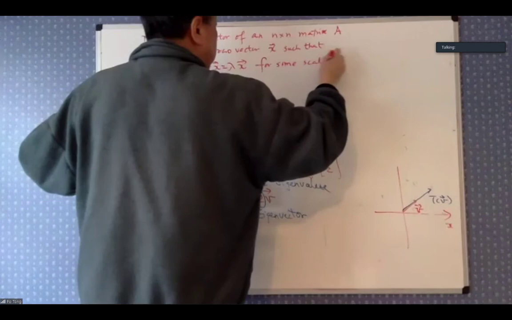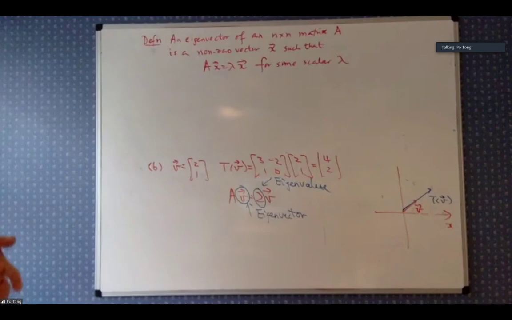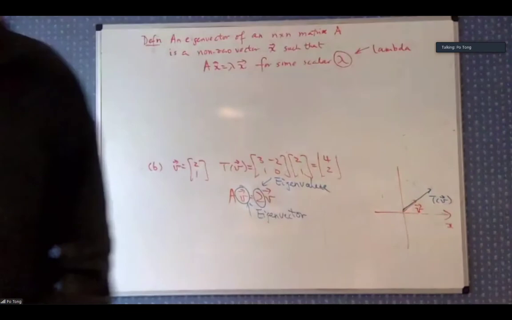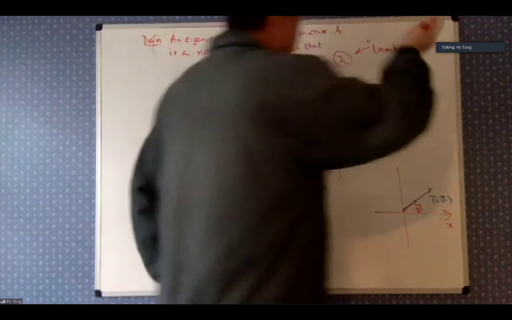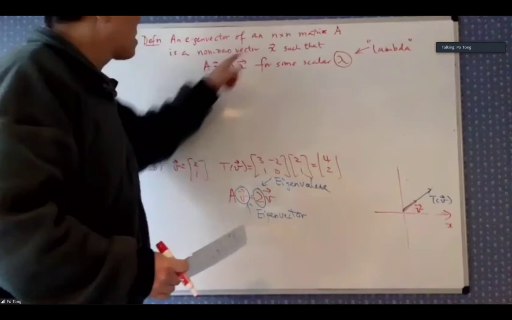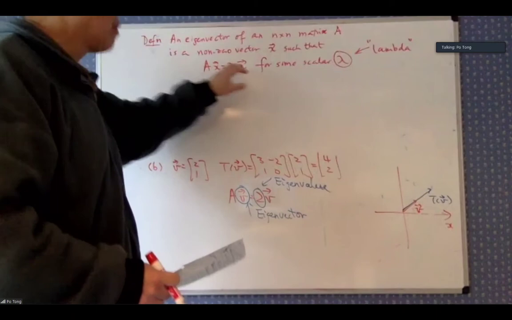Okay. This letter lambda, this is lambda. It's one of the Greek letters, okay? Alpha, beta, gamma. One of them is lambda. So Ax equals lambda x, okay? It's a non-zero vector though, okay? Because if this is zero, of course, A times zero is equal to lambda times zero all the time. So it has to be a non-zero vector.